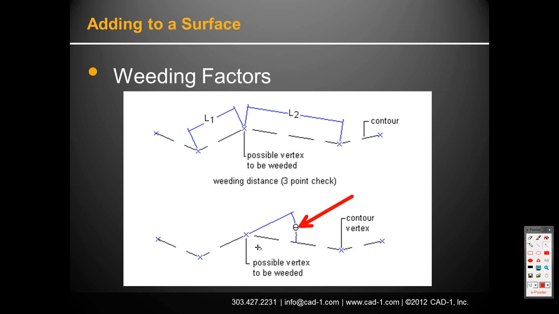If it's dense and straight, then this point really doesn't add a whole lot of information to the surface. It just adds more math that it has to calculate. And so if both of these criteria are met, so L1 plus L2 is less than the distance value, the angle here is less than the angle, the equivalent line that's going to be added to the surface will look like that. So in this case, that point probably wouldn't get weeded out because that's a pretty steep angle. But that's how the weeding factors work.